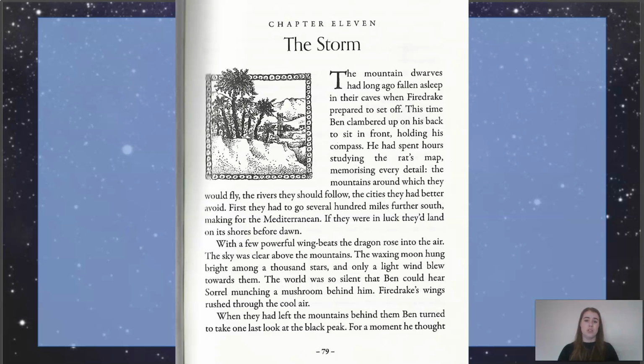So, chapter 11, The Storm. The mountain dwarves had long ago fallen asleep in their caves when Firedrake prepared to set off.